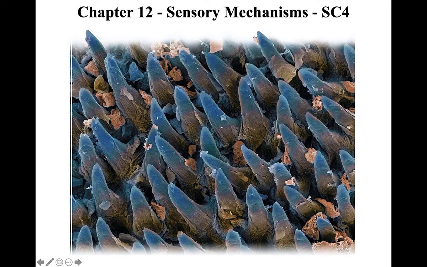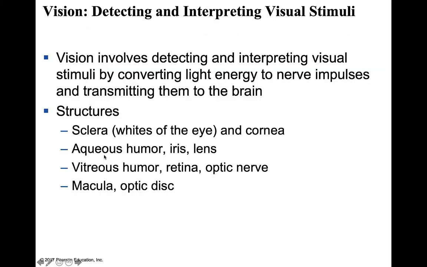Chapter 12, Sensory Mechanism, Screencast 4. Now, this screencast is focusing on the special sense of vision. So now we're going to be looking at visual stimuli. What the receptors in the eye do is they are responsible for converting light energy to nerve impulses. And then those nerve impulses will be sent to the brain where they're going to be interpreted.